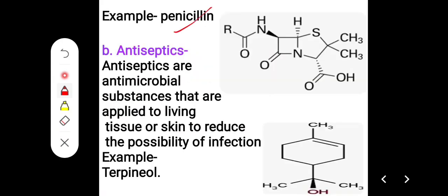Example, penicillin. This is the structure of penicillin, okay. Next we have to consider antiseptics. Antiseptics are antimicrobial substances that are applied to living tissue or skin to reduce the possibility of infection.